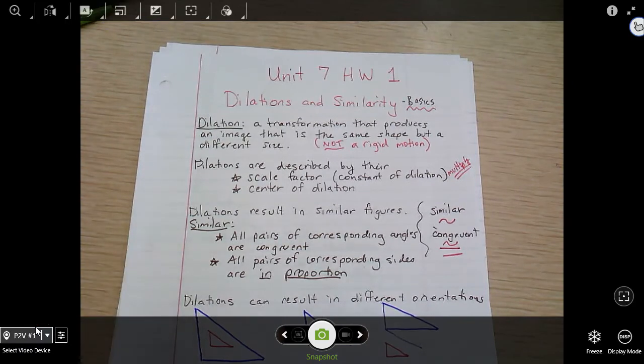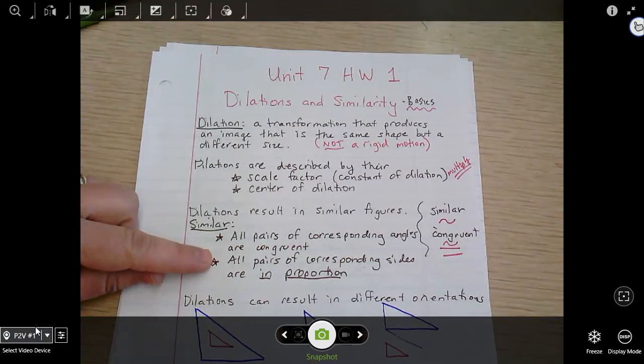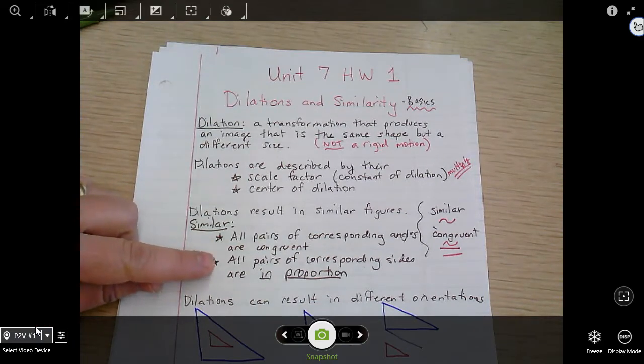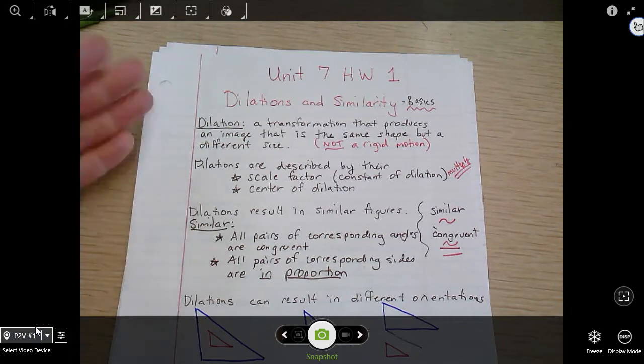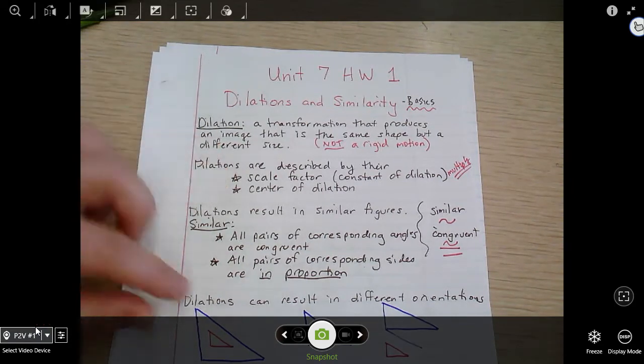Dilations result in similar figures. Similar means that all pairs of corresponding angles are congruent and all pairs of corresponding sides are in proportion. In proportion means that when you divide the image by the original, you always get the same number. When you divide the pairs of corresponding sides, you get the scale factor.